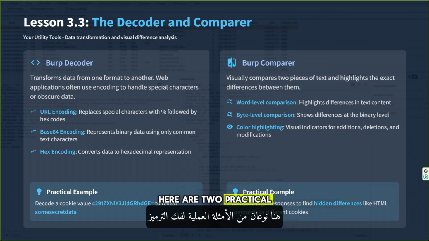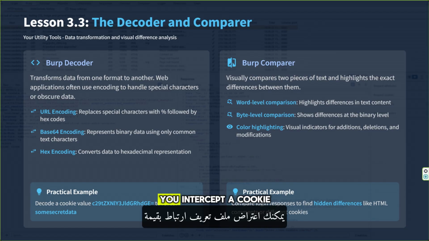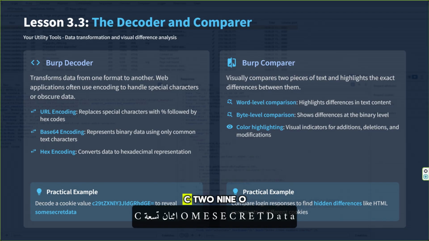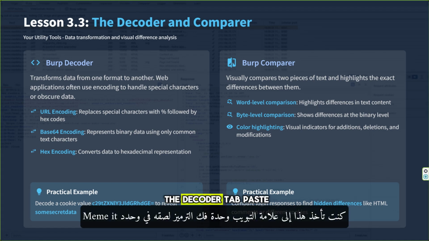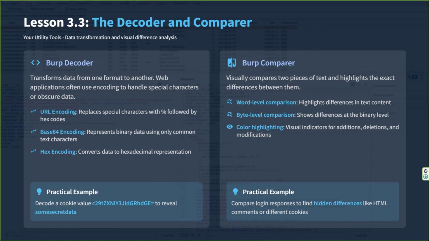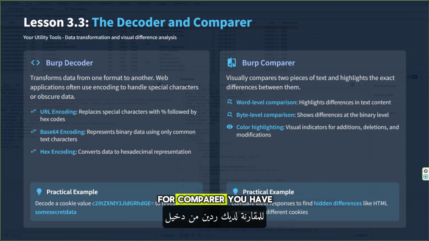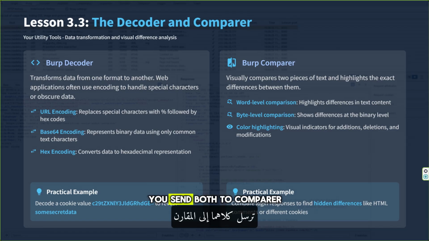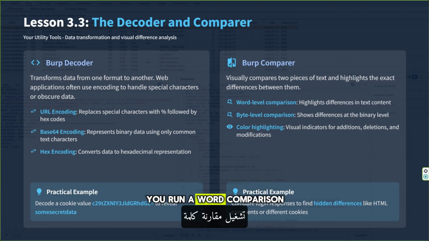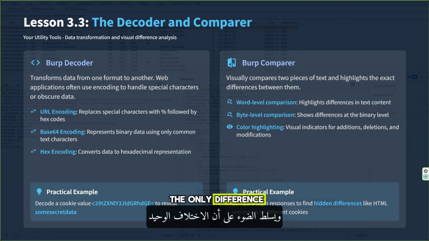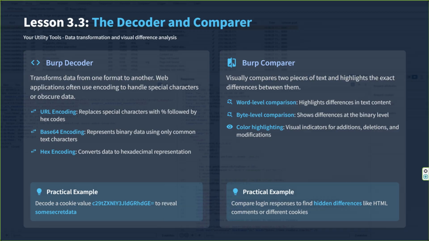Here are two practical examples. For Decoder, you intercept a cookie with the value c29tZVNlY3JldERhdGE=. You take this to the Decoder tab, paste it in, and select Decode as base64. The text Some Secret Data appears. For Comparer, you have two responses from Intruder with nearly the same length. You send both to Comparer. You run a word comparison, and it highlights that the only difference is one response contains Welcome Admin, while the other says Invalid User.